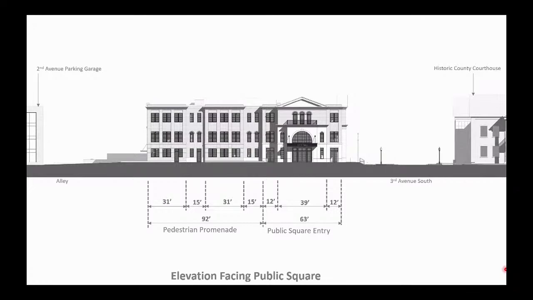So on this slide, well, throughout the presentation, we provided black and white elevation views, mainly to give you dimensional information of each segment of each elevation. So this is the public square facing elevation with the entrance, and then the remainder of the elevation along the pedestrian promenade to the Second Avenue parking garage. We've also provided these elevations to give you an idea of the building's relationship to the surrounding context. So in this view, you can see the Second Avenue parking garage across the alley, and then the historic county courthouse across Third on the right.